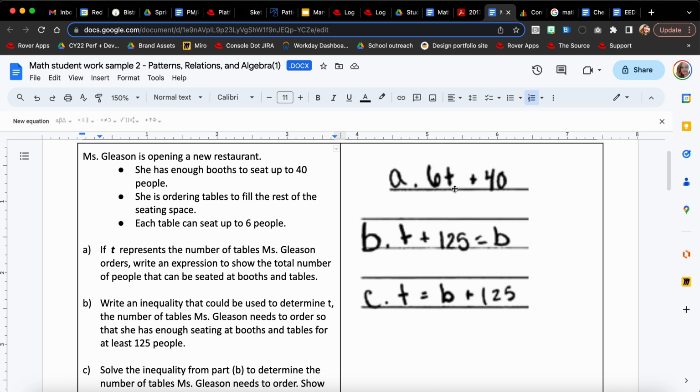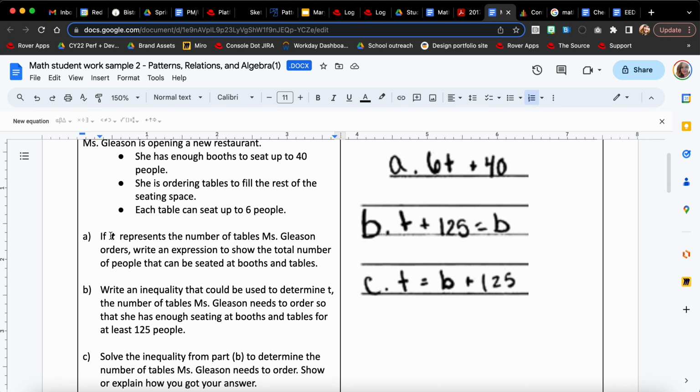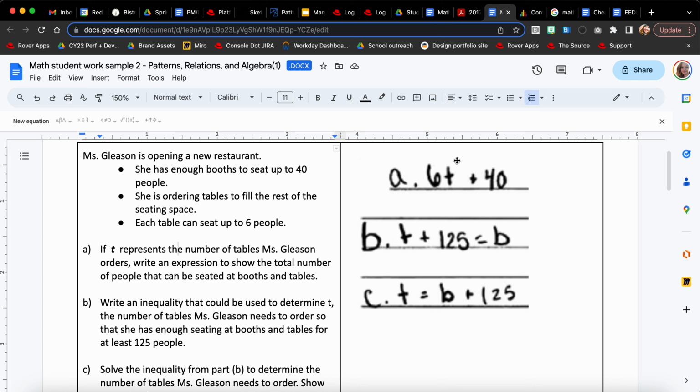And I see you incorporated t in there, which is the variable that it told us is going to represent the number of tables. So it's clear here that you understood what this question was asking, and understood that we know that we have enough booths for 40 people, so that doesn't get any variables next to it. It's the tables that we don't know how many we have yet, but we know that each can serve 6. So great job on A.